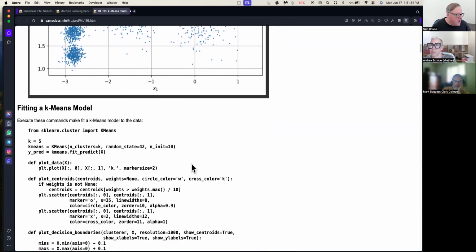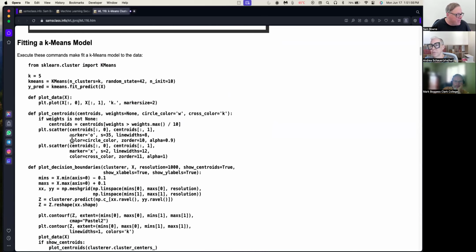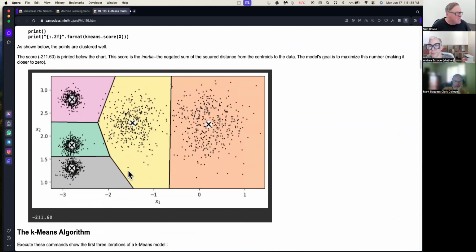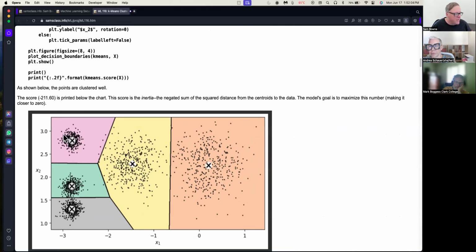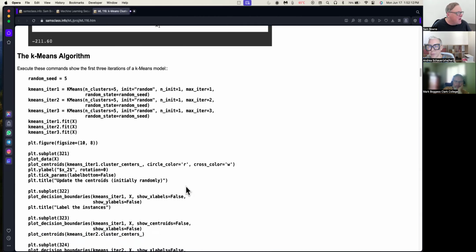And the k-means model is incredibly simple. You run the k-means model. It will just start with, I think, yeah, this is the result of running the k-means model. You see, it found centers of these 5 points and it found boundaries between them very nicely. So this is a good result. Now we're going to see how it works.